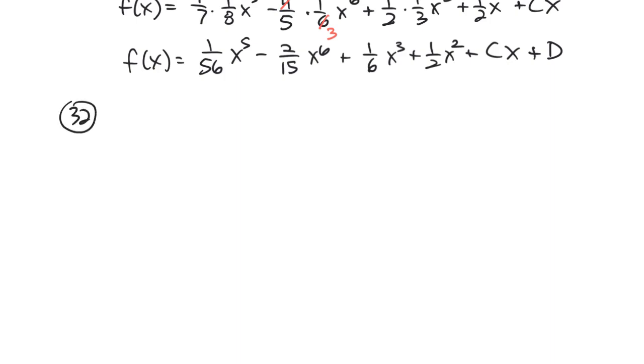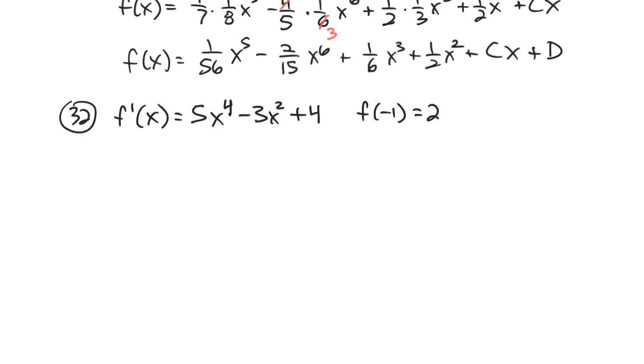So 32 gives us a derivative of a function. It says f prime of x is equal to 5x to the 4th minus 3x squared plus 4. But it also tells us that f of -1 is 2. So this is information that we haven't really seen before. It's telling us that when we get to this original function, this f of x, if we plug in -1, we're going to get 2. And that's going to allow us to figure out what the constant is.